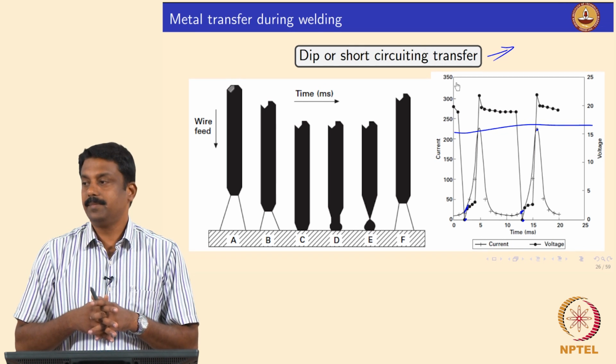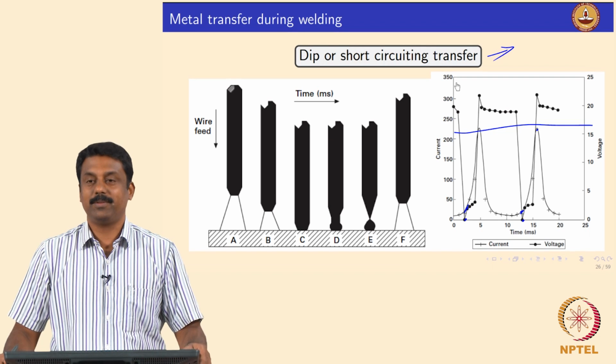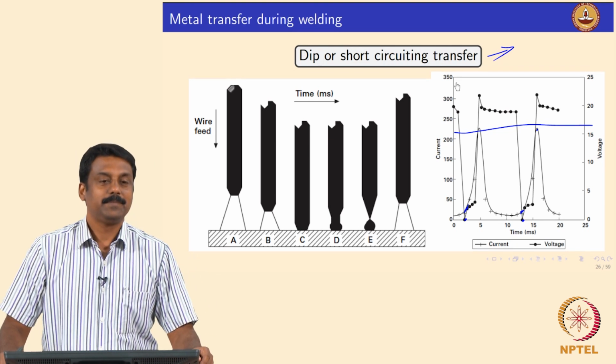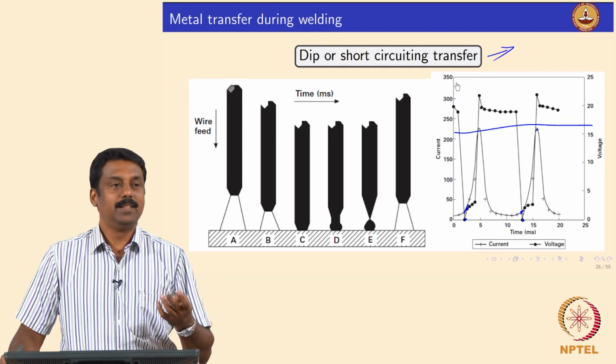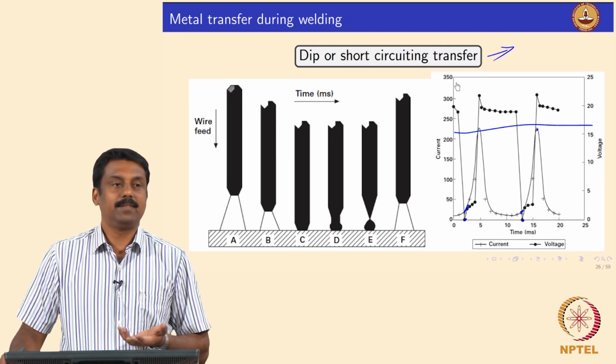Once you know the melting rate, and we know for a given arc length when short circuiting is established, right. It is clear. And these are all possible because of the microprocessor controlled power sources. The power source has a computer inside, a brain inside. So all the programs are already preloaded while establishing the entire process.